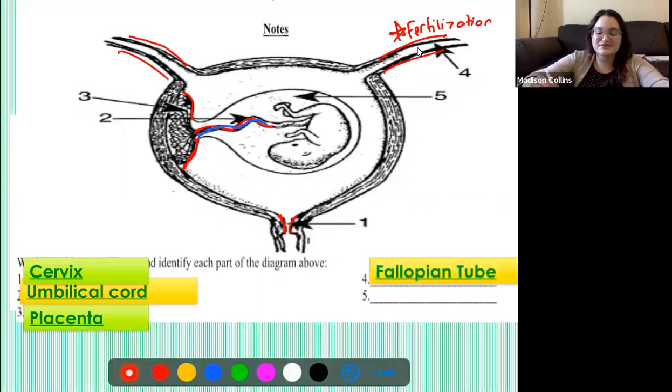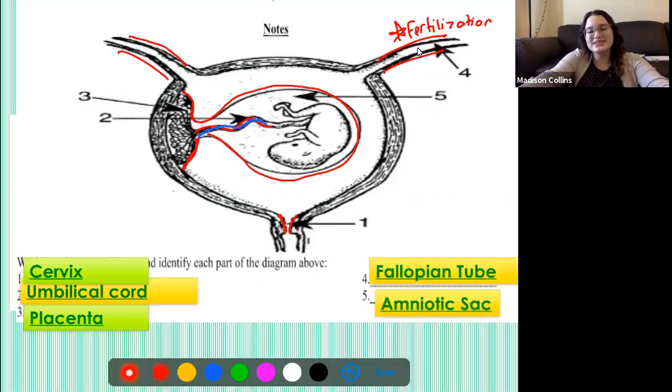Right, now structure 5 is this sac that the fetus is contained in within the uterus. And this is what allows the baby to grow in a watery or fluid environment. This is known as that amniotic sac that is going to cushion the developing fetus and protect it.